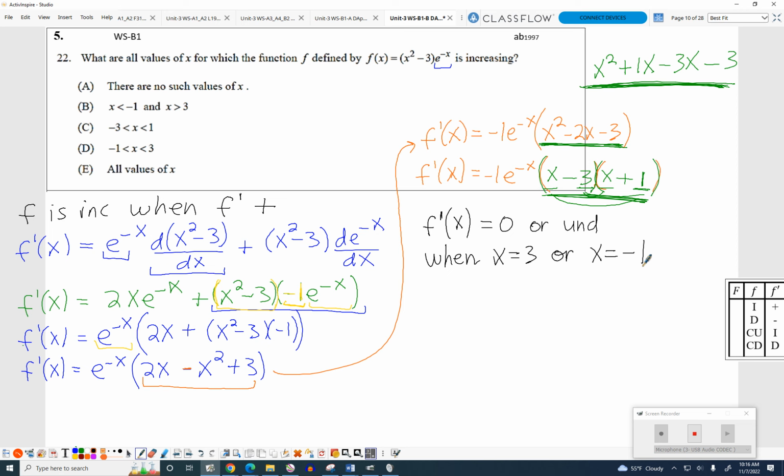Cool. Please do not ever forget this. E to any exponent will never be 0 or negative. So f prime now consists of 4 factors. Gideon, what are the 4 factors that I see here in f prime? Negative 1, e to the negative x, and then x minus 3 and x plus 1. 2 points. But only two of those factors can ever be 0. The other two factors cannot be 0.